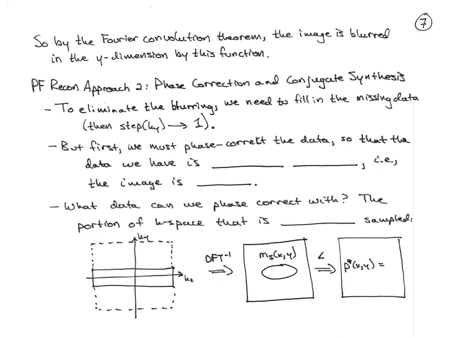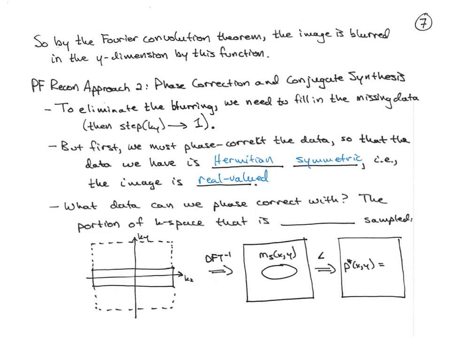Okay, so the second approach is phase correction and conjugate synthesis. Here we're going to call this PCCS. To eliminate the blurring, what we ideally need to do is fill in the missing data, of course. Then that step function will be converted to just a weighting of 1. It won't do anything at all to the image. But first we have to phase correct the data so that the data we have becomes Hermitian symmetric, or in other words, so that the image is real valued, right? Since a real valued image will have Hermitian symmetric data.